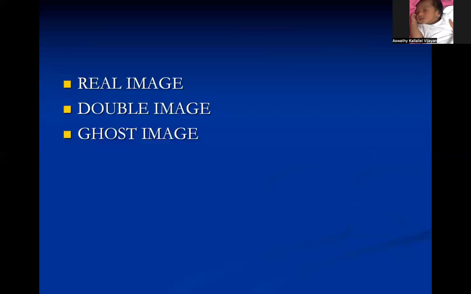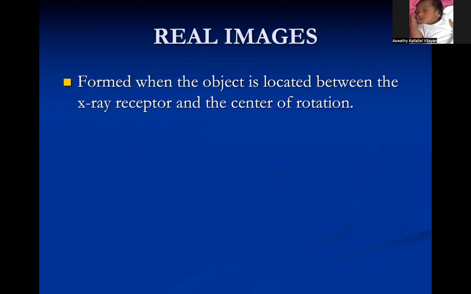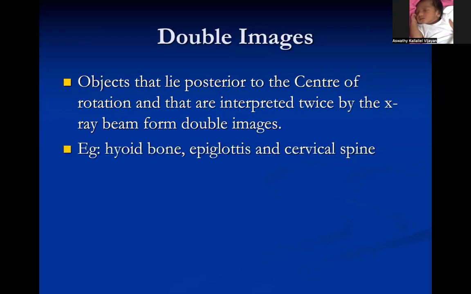Now, 3 main images are formed in an OPG. One is a real image, the other one is a double image, and the third one is a ghost image. All the objects or images we see in an OPG come under these 3 headings. What is a real image? Real images are formed when the object is located between the X-ray receptor and the center of rotation. Double images are objects that lie posterior to the center of rotation and that are intersected twice by the X-ray beam to form the double image.